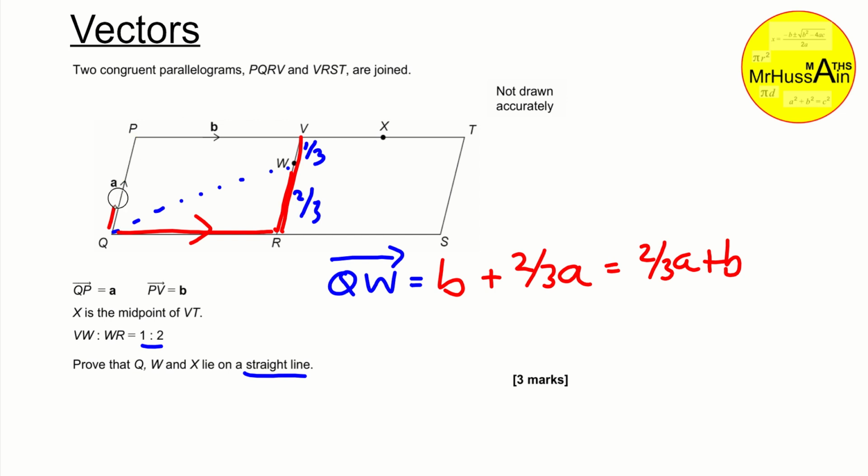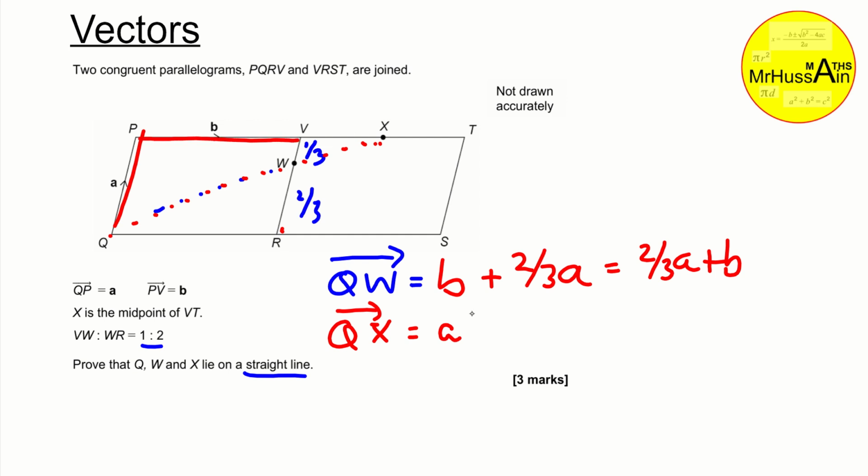Now, that's that. The next thing I need to do is to work out the vector QX to see if one is a multiple of the other. Now, QX, I'm going to take this route, which is A, plus B, plus, now I've been told X is the midpoint. So remember, if this is B, this is B. But because it's the midpoint, there to there will be half B.